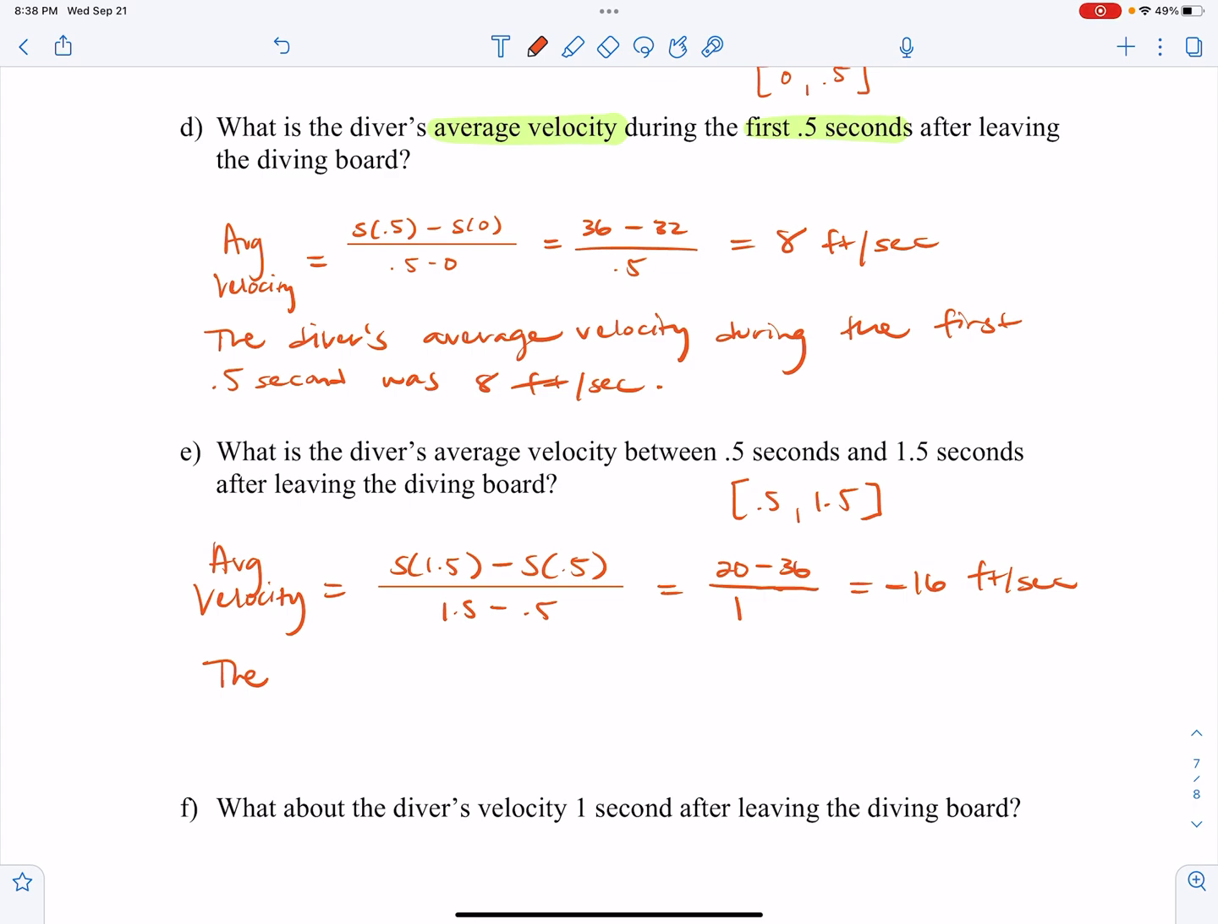So you could say something like, the diver's average velocity between 0.5 and 1.5 seconds is... how do I want to word that?